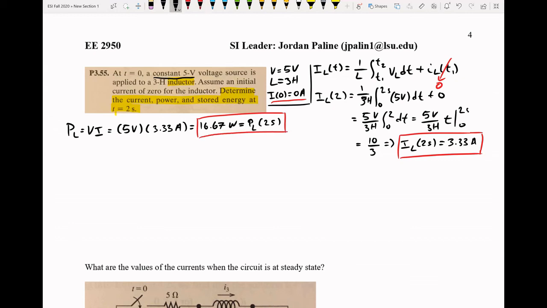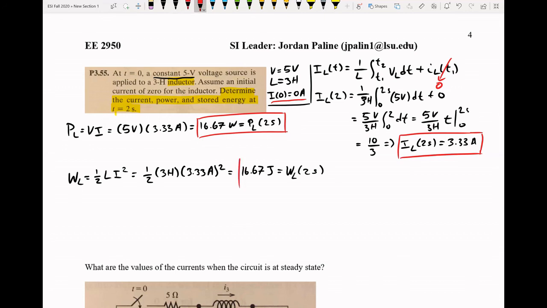There we go. And if we want to look at the energy, that'll be 1/2 L I squared. So 1/2 of 3 henries, I squared, so it was 3.33 amps squared. And this will give us a value of 16.67 joules for energy through the inductor at 2 seconds.